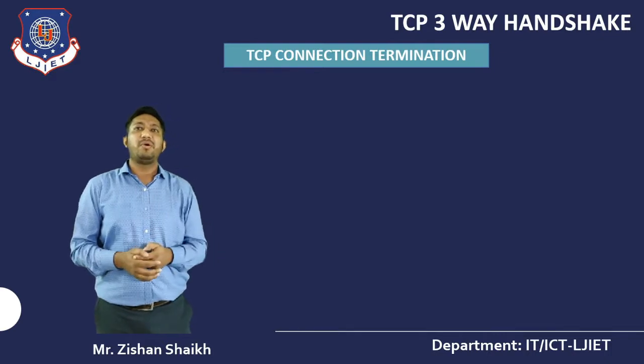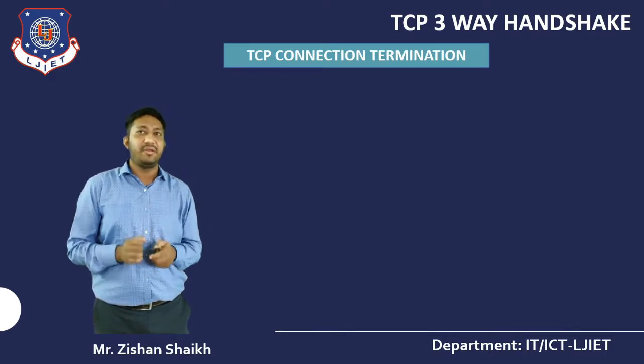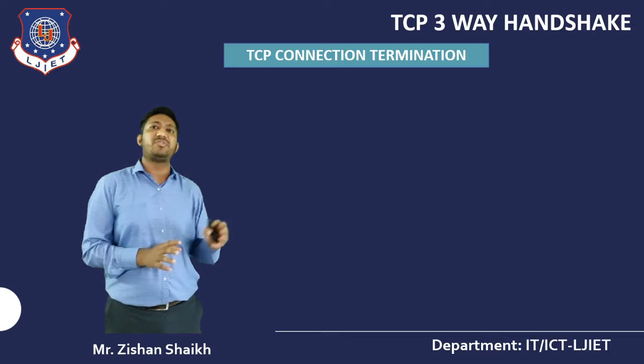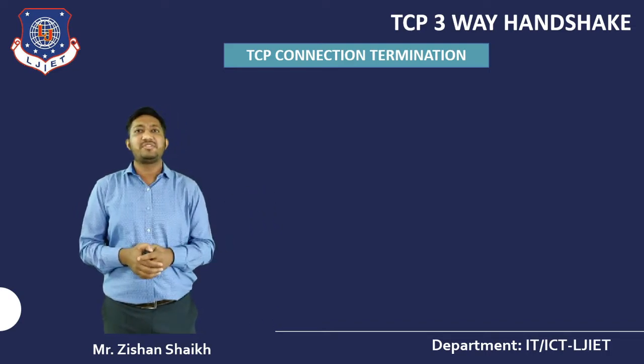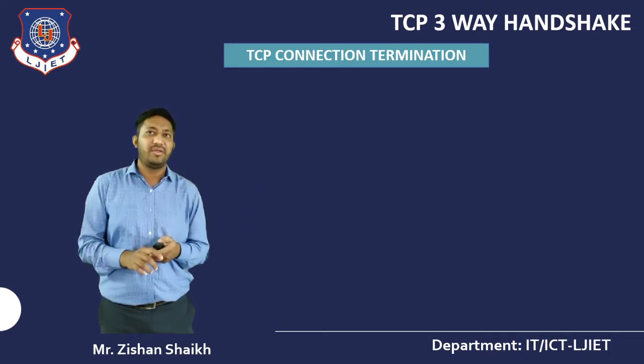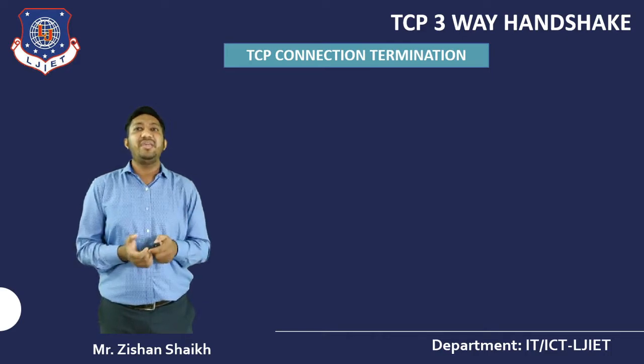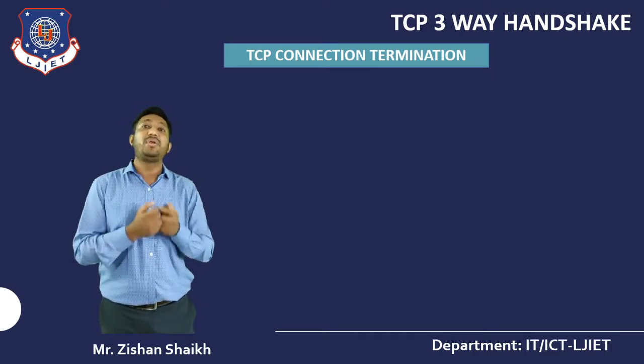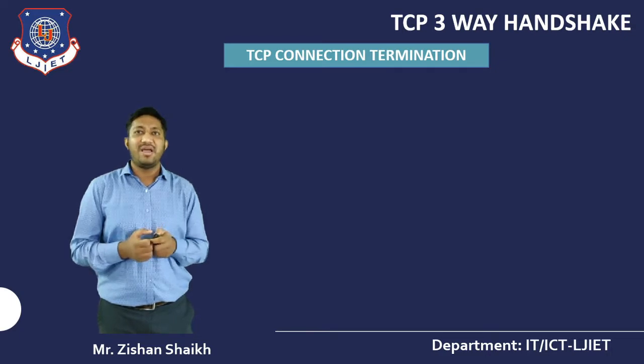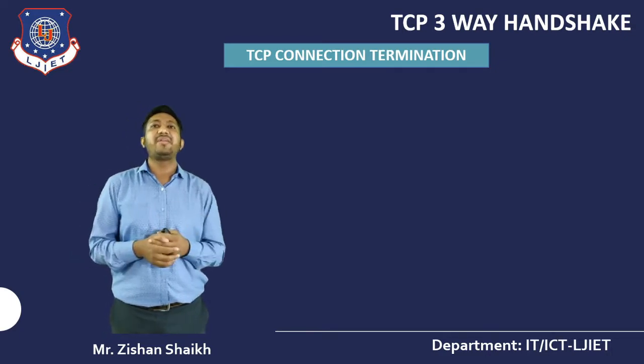Now we are talking about how the connection is terminated. After step number 3 of connection establishment, data transfer will be executed. But when the client indicates that it wants to terminate its process, either side, anyone, can terminate the connection.